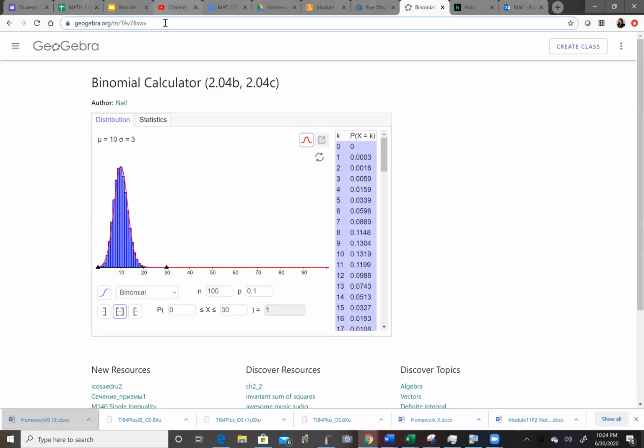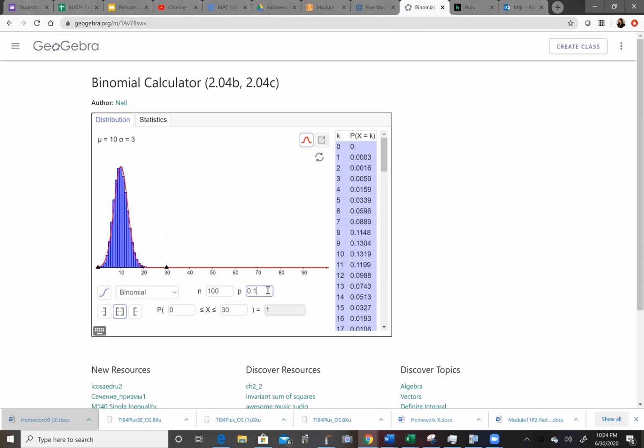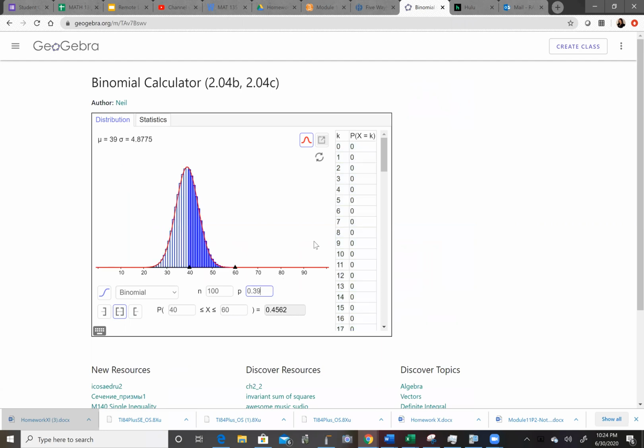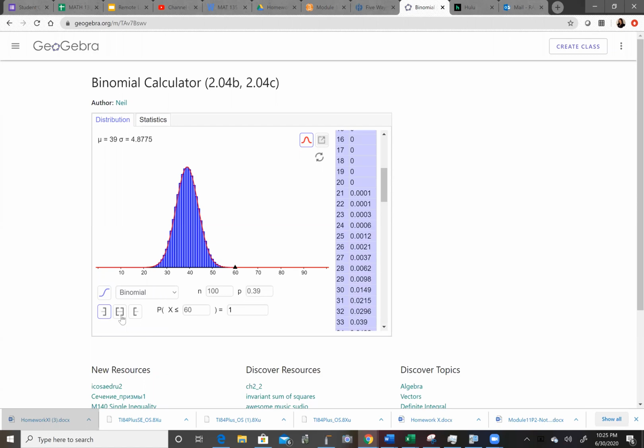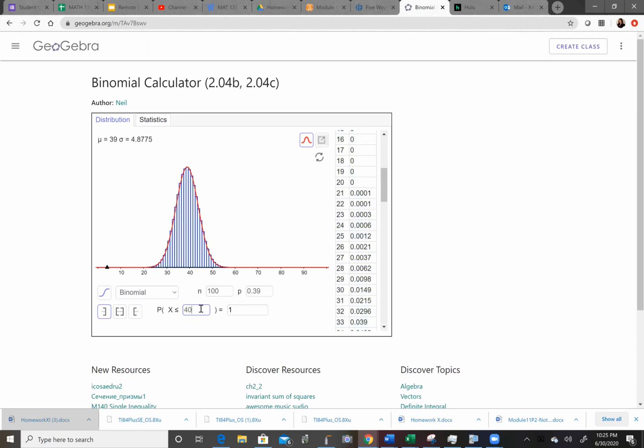Okay, so click on the link. It is in your slides, and our N is still 100, and we're just going to change the probability to be 0.39. Good. So if we want to know 40 or less, we can either highlight the pieces that we would like, or you can change below the curve. If you want everything up until 40, you're going to click on the left-hand side, and X is less than or equal to 40. Okay, and that highlights in the table to the right everything up until 40.